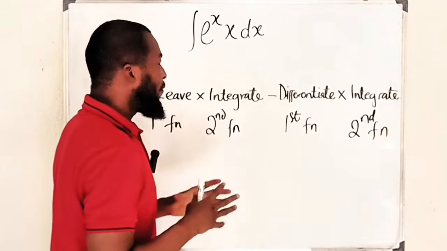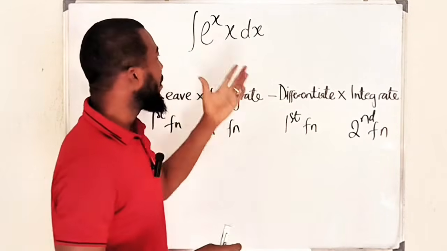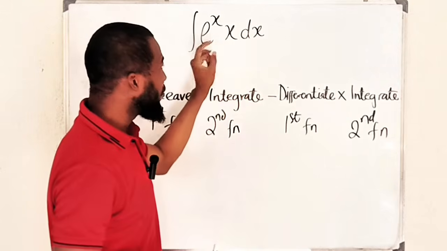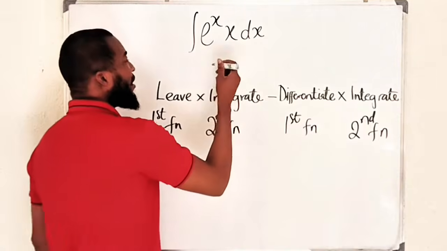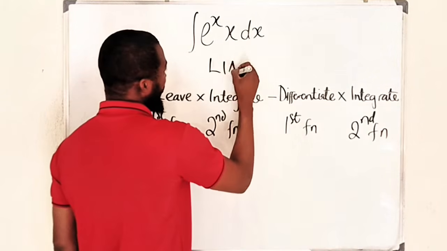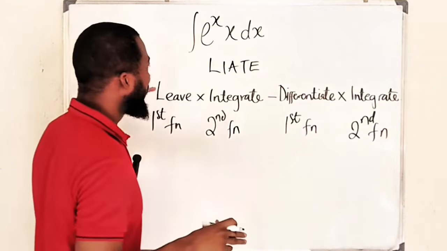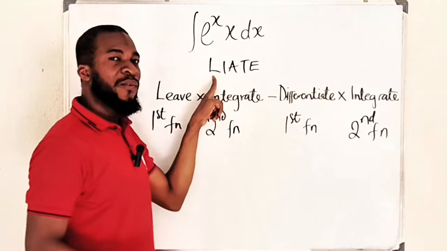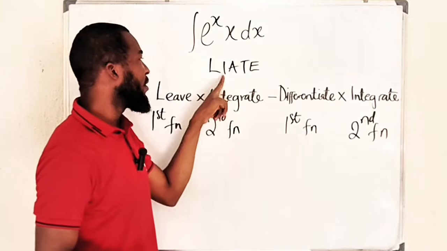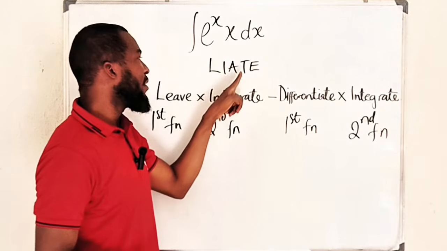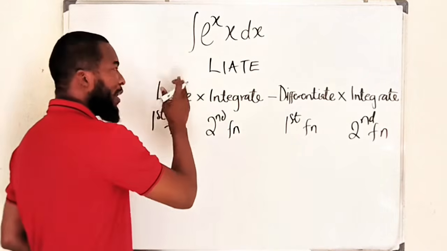The function to differentiate should always be your first function. And how can we determine the function to differentiate? Because we have e to the x, we also have x. We have to differentiate one and integrate the other one. So we have an acronym LIATE that will always guide us in choosing the right function to differentiate, in ascending order. L stands for logarithmic function, inverse trigonometric function, algebraic function, trigonometric function, and exponential function, from left to right.